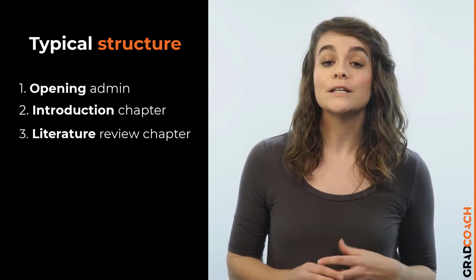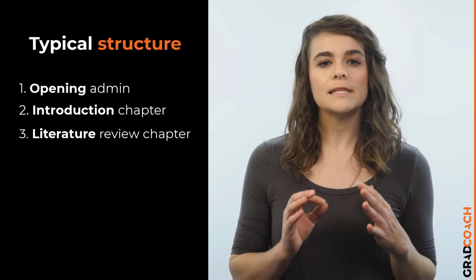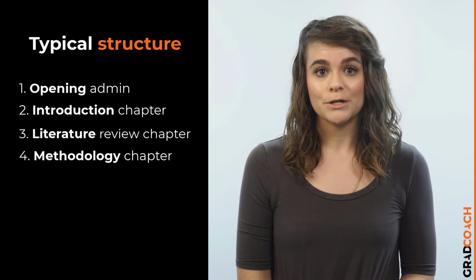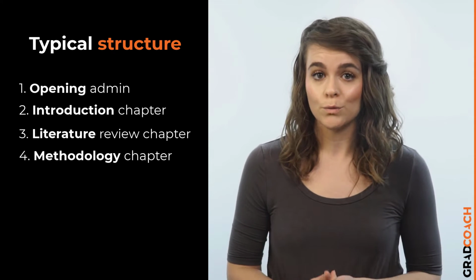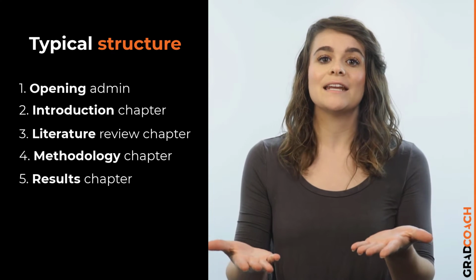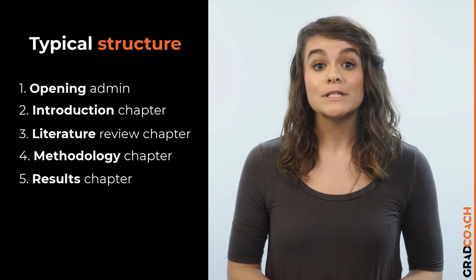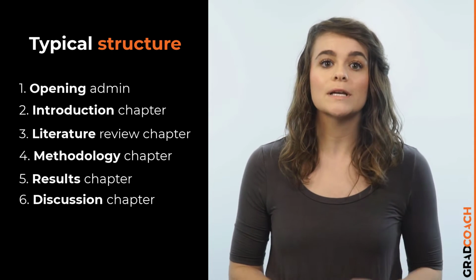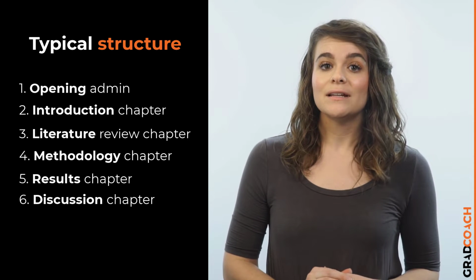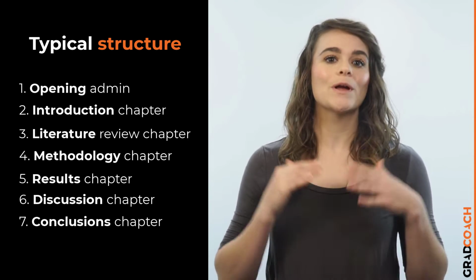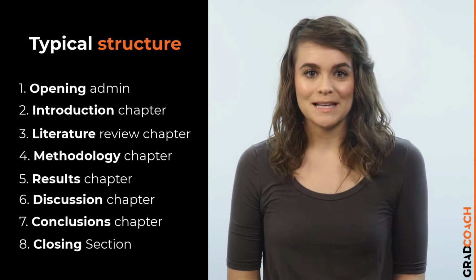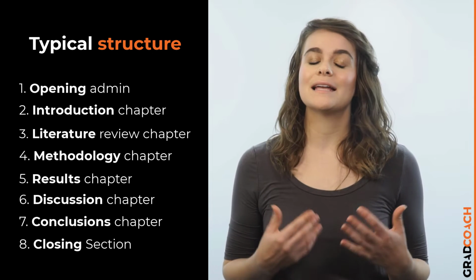Number 3, the literature review chapter, which looks at the existing research in your space. Number 4, methodology chapter, which outlines how you will design your own research. Number 5, results chapter, where you present the data generated by your research. Number 6, the discussion chapter, where you explain what the data means in light of your research. Number 7, conclusions chapter, where you bring it all together and answer your research questions. And number 8, the closing section, which includes your reference list and appendices.